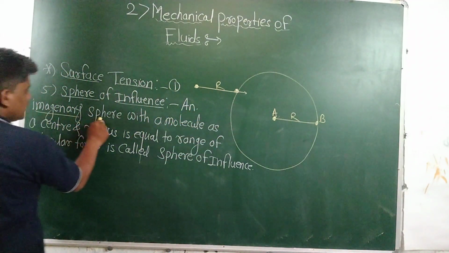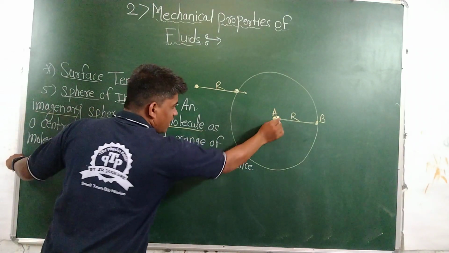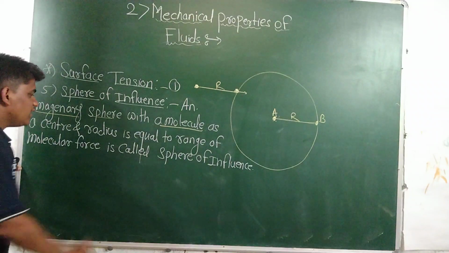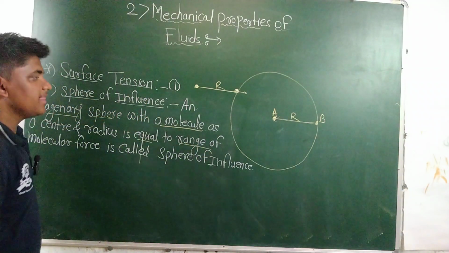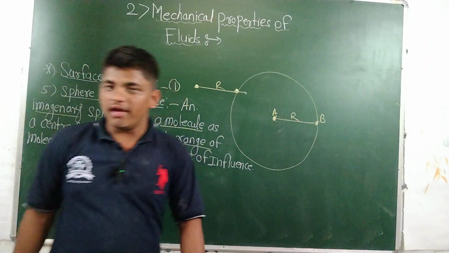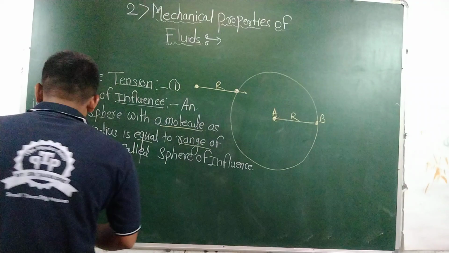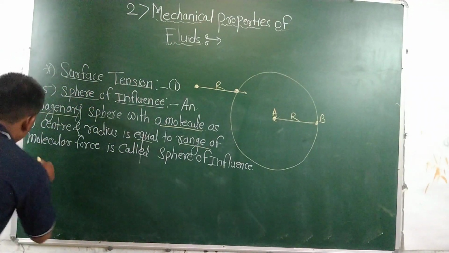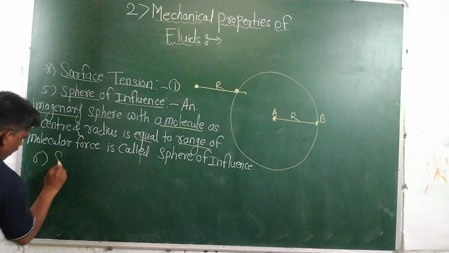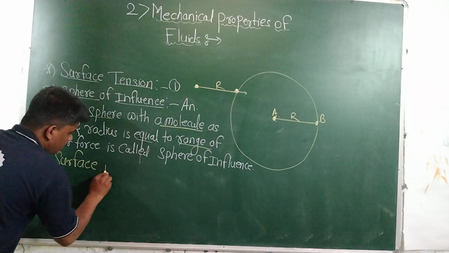An imaginary sphere with a molecule as its center, कुठलाही एक मॉलिक्यूलचा एक सेंटर आहे, and radius equal to the range of the molecular force, is called the sphere of influence. Then one another term, that is surface film. Surface film, that is the sixth term.